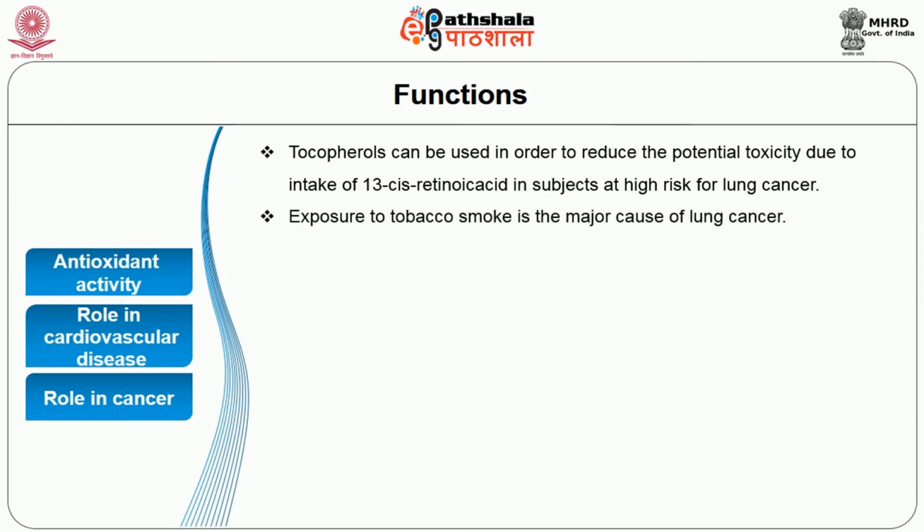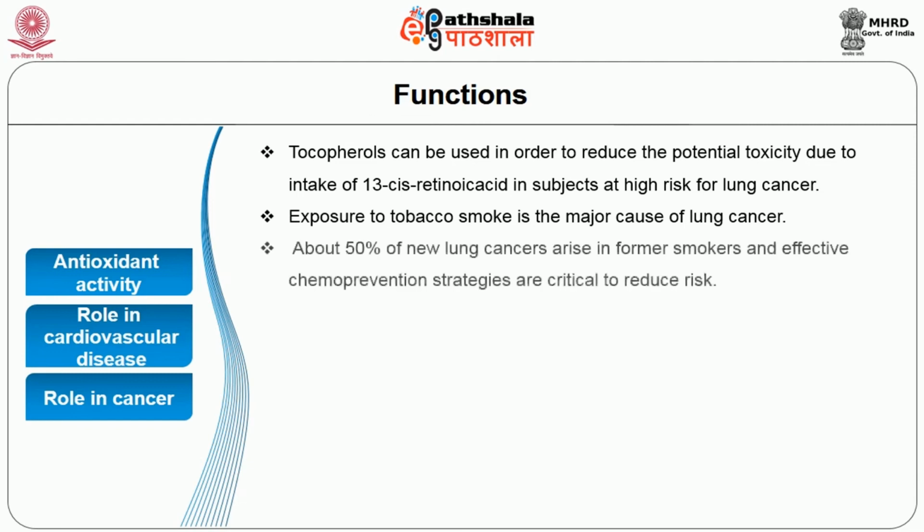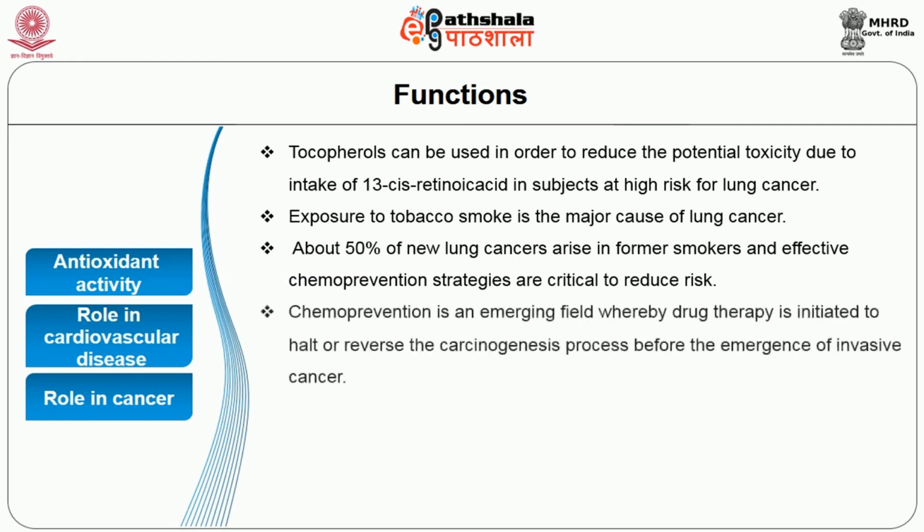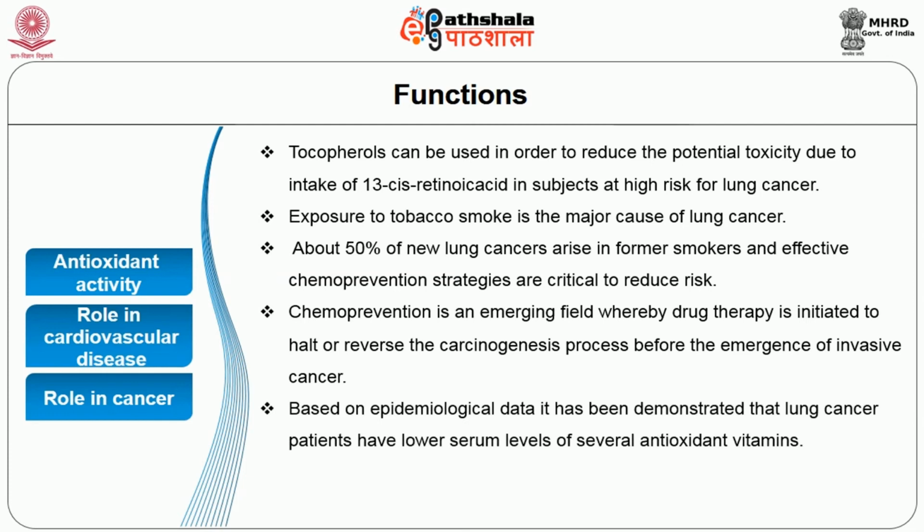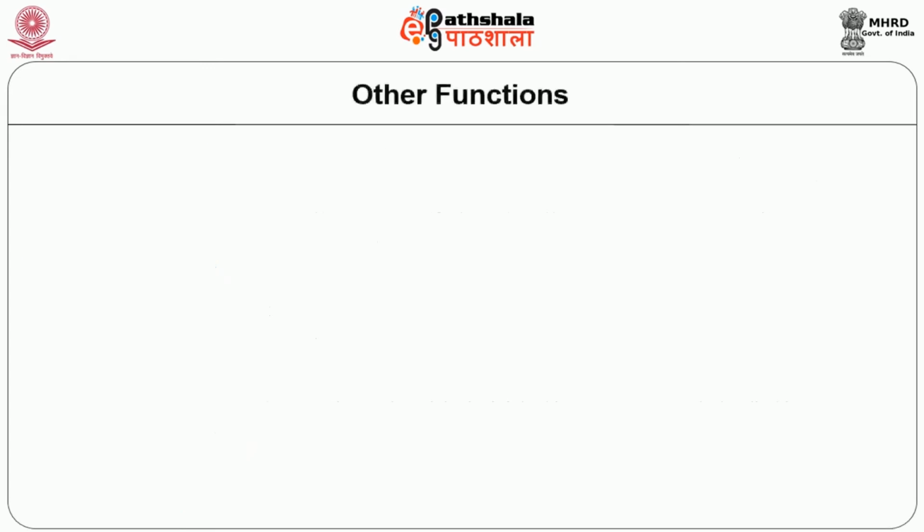Exposure to tobacco smoke is a major cause of lung cancer. About 50% of new lung cancers arise in former smokers, and effective chemoprevention strategies are critical to reduce the risk. Chemoprevention is an emerging field whereby drug therapy is used to halt or reverse the carcinogenesis process before the emergence of invasive cancer. Based on epidemiological data, it has been demonstrated that lung cancer patients have lower serum levels of several antioxidant vitamins.